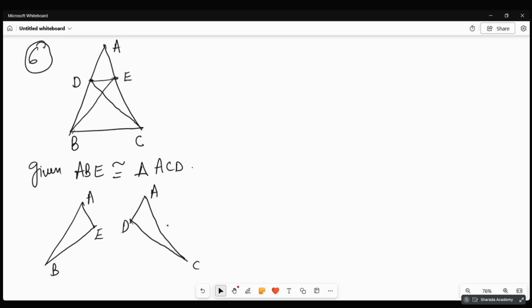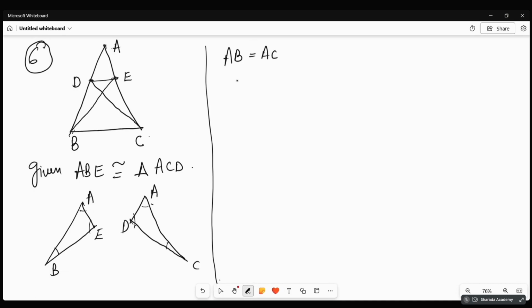These two triangles are congruent. Congruent means what? They are exactly the same. So corresponding angles are equal and corresponding sides are equal here. One is ABE, another one is ACD. These two triangles are equal. So what all can I say is equal? Anyway, we know it's a common angle. And angle B will be equal to angle C, and E and D will be equal. So now, since they are congruent, I can say AB is equal to AC.